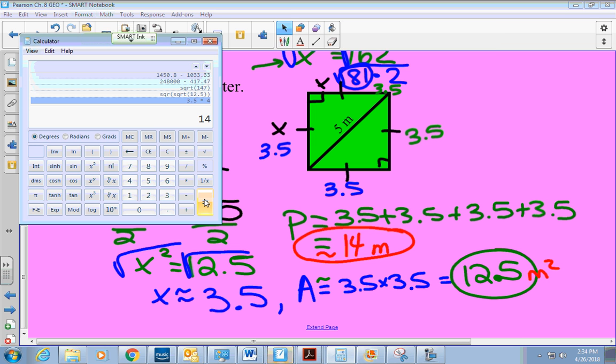I'm afraid that you guys are losing the fact that the area, if we round the side length, is 12.25. If we don't round the side length, it's 12.5. Did you guys catch that? Or is that part completely off?